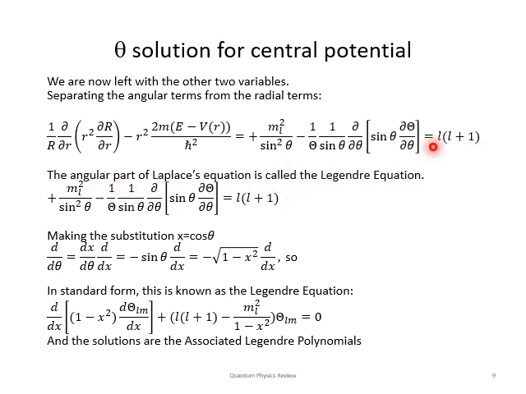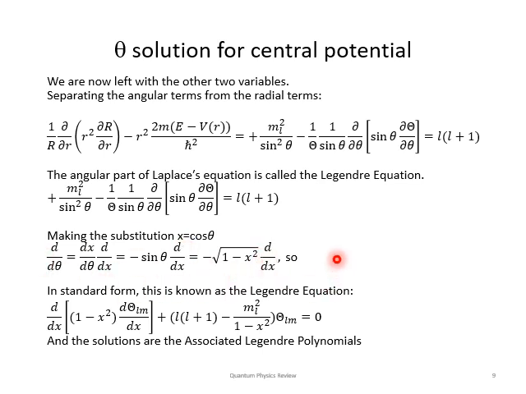The angular part of Laplace's equation, that is this bit over here, is called the Legendre equation. So I just separated it out here so you can see it. Remember that the thetas here came out of the fact that this was spherical coordinates, but the Legendre equation can simply be solved with variables. So we're going to make the substitution x is equal to cos theta. This is not the Cartesian coordinate x. It's just a variable.